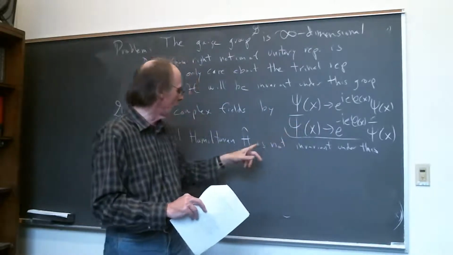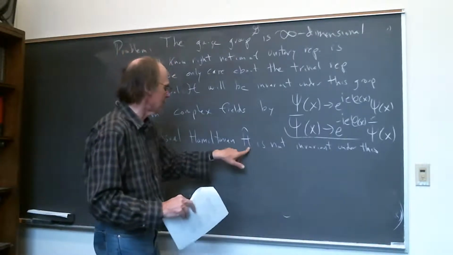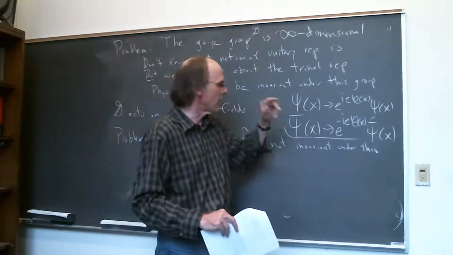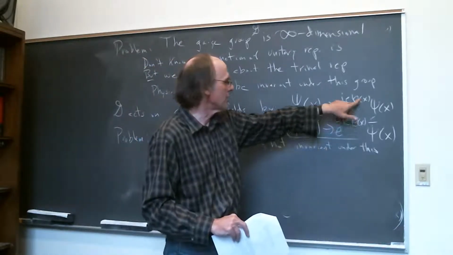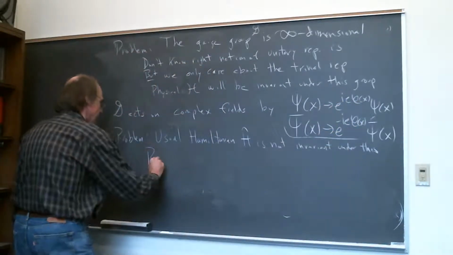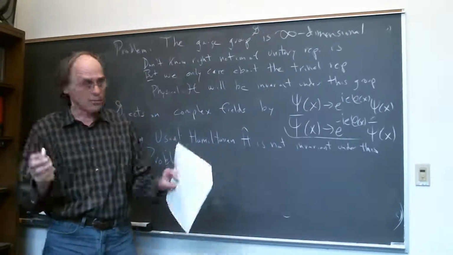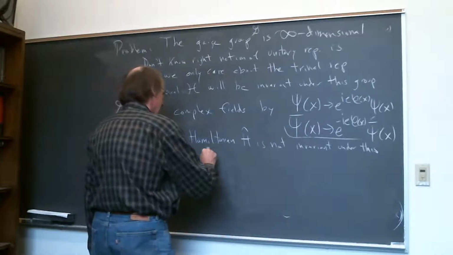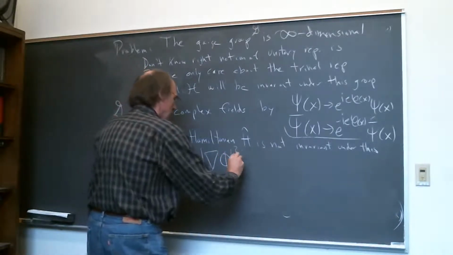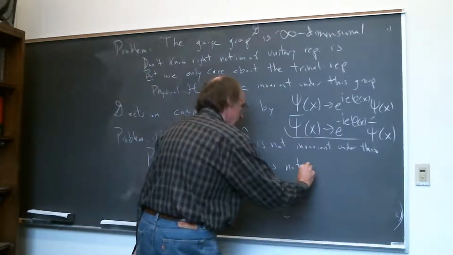But the problem is that the Hamiltonian has derivative terms in it, and the derivatives are going to cause trouble because of the x dependence of these things. So the problem is that, well, there are various ways of writing the Hamiltonian, but for instance, the phi terms are not G invariant.